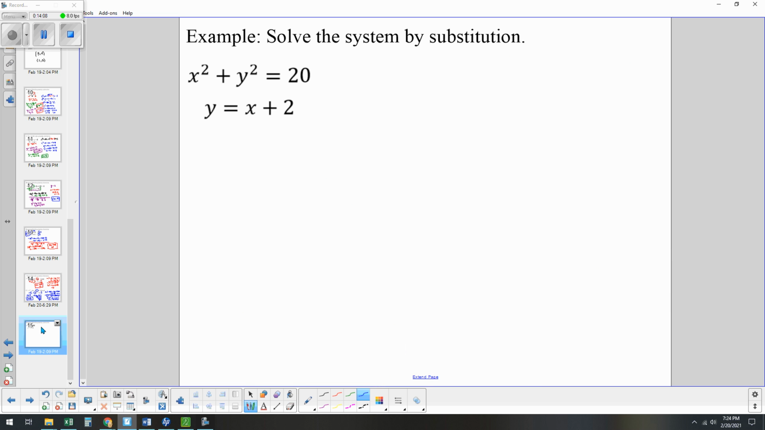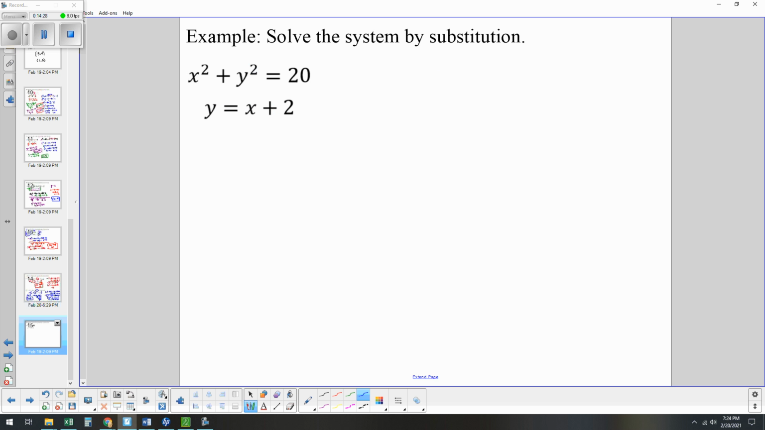The last one we're going to do is actually a little bit of geometry, because this is the equation of a circle. When there's an x squared and a y squared in the problem, that actually forms a circle. So we're looking for the intersection of a circle and the line. So they're telling us to solve by substitution, which is great because we already have y set up by itself.